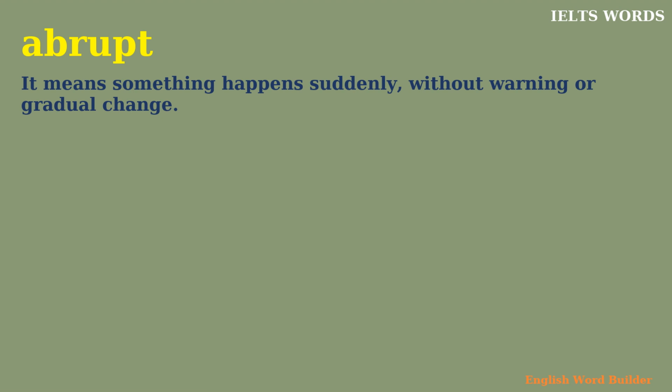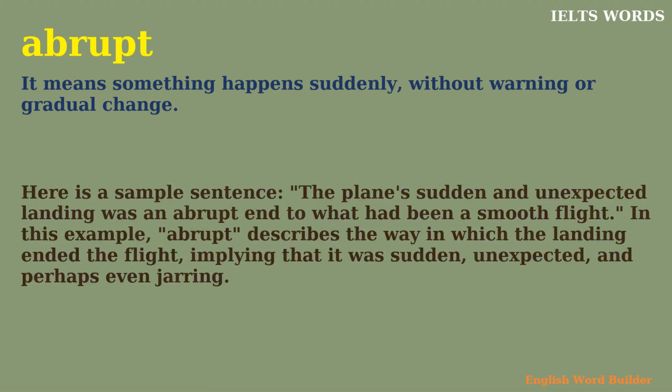Abrupt. It means something happens suddenly, without warning or gradual change. Here's a sample sentence. The plane's sudden and unexpected landing was an abrupt end to what had been a smooth flight. In this example, abrupt describes the way in which the landing ended the flight, implying that it was sudden, unexpected, and perhaps even jarring.